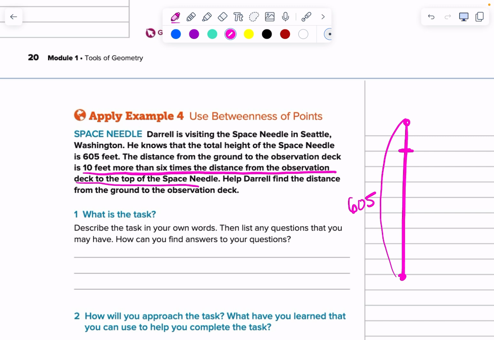10 feet more than 6 times the distance. 6x plus 10, that's 10 feet more, which means you're adding 10. Then 6 times. Okay, then what's this little segment right here? That's just x, right?